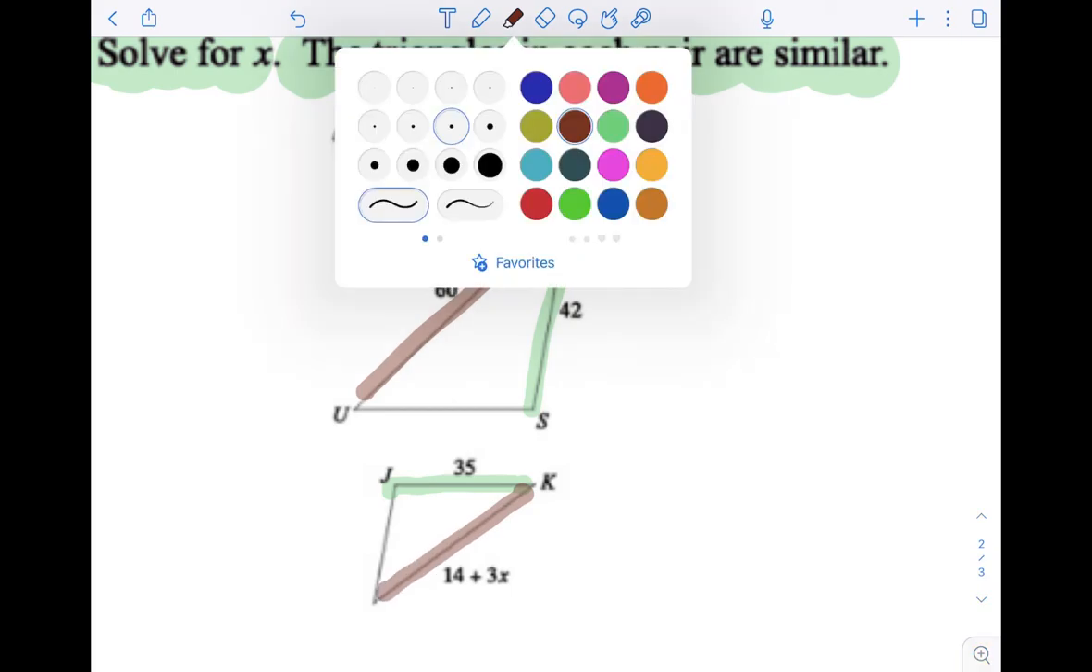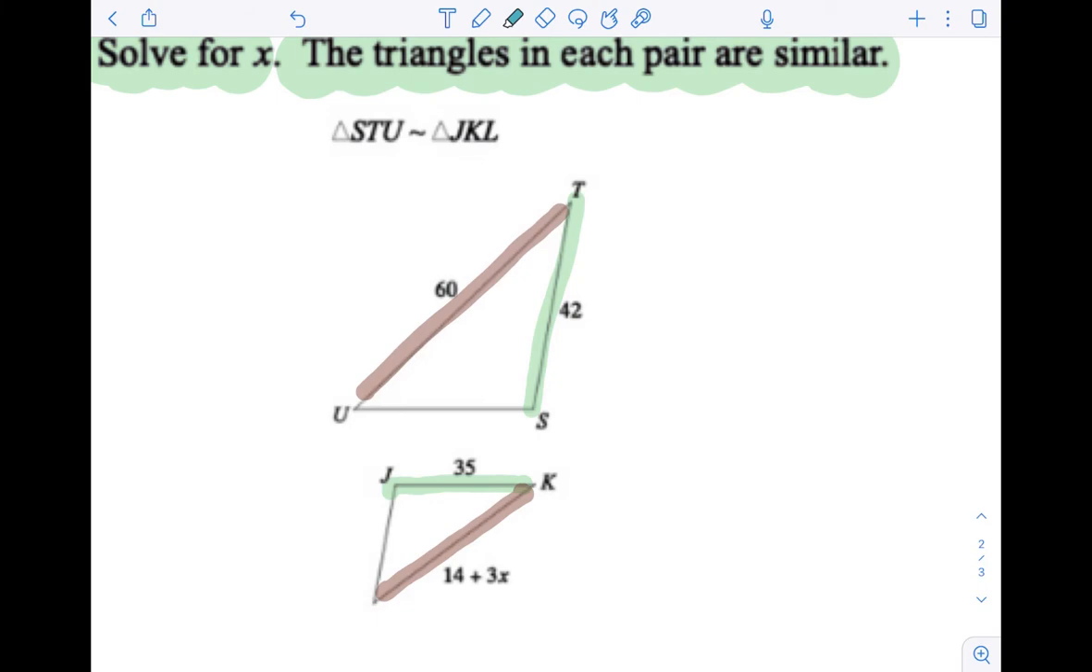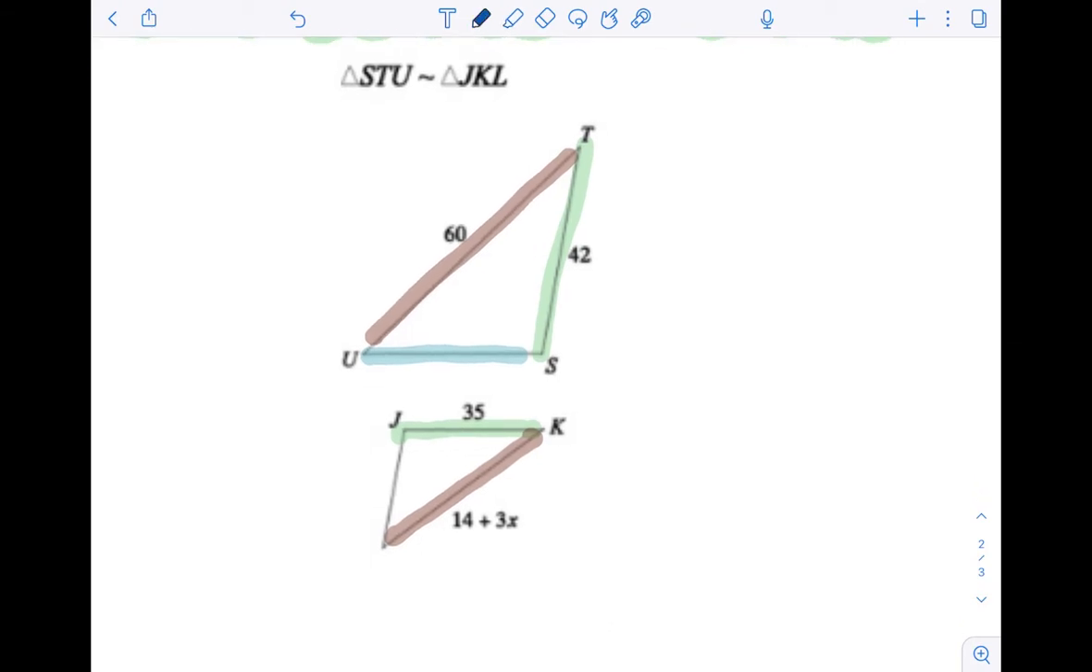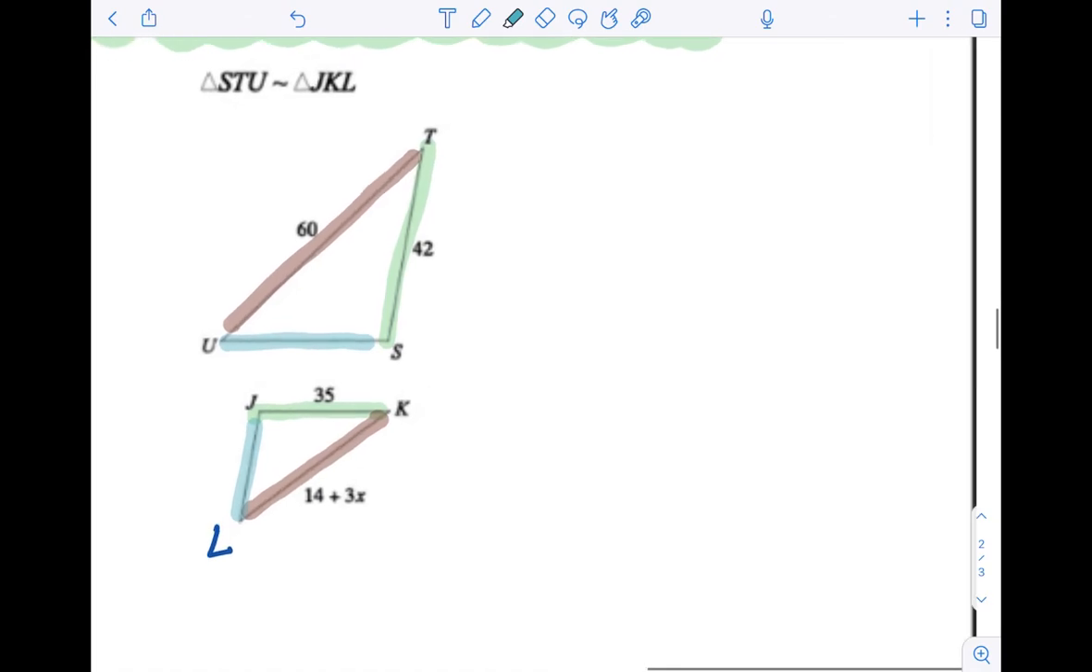Right? So that means, kiddos, that S to U, we're going to skip the T, is similar to J to L. It's supposed to be an L right here, by the way, guys. So J to L, just like that. All right. So let's see what we have to create our proportion.